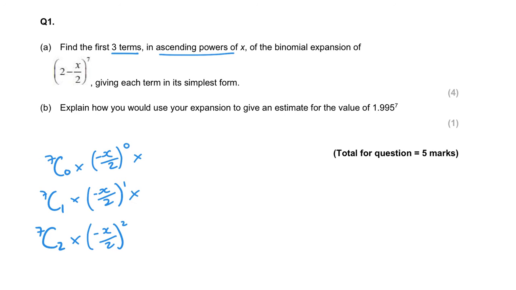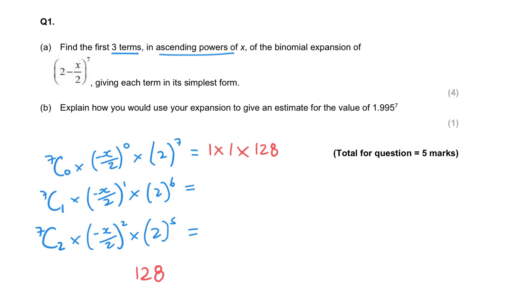And then we're going to multiply this by 2 to the power of 7, 2 to the power of 6, and 2 to the power of 5. Okay, so this is now going to enable us to get our answer. So 7C0 times 2 to the power of 7. So we're going to get 1 times 1 times 2 to the 7, which is 128. Okay, so we're going to have 128 as our first term.